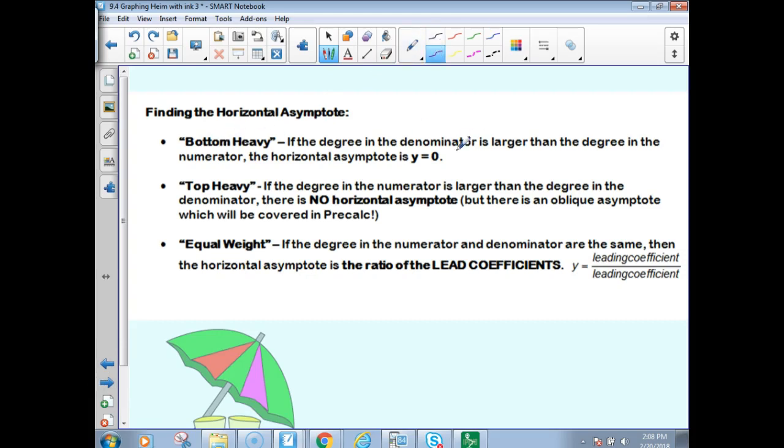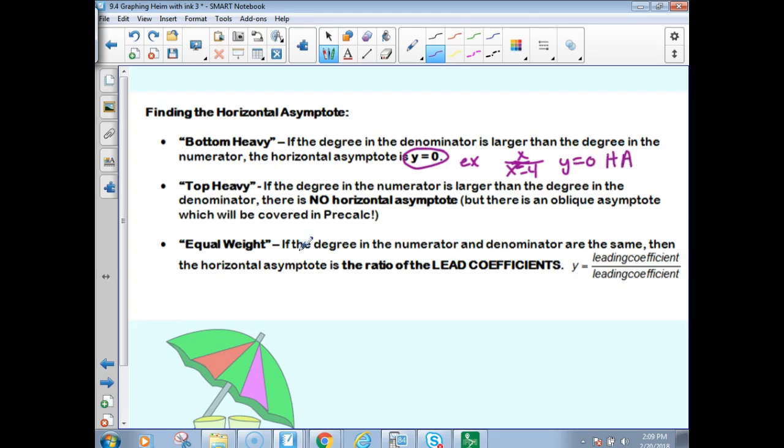So bottom heavy. Bottom heavy means the degree of the denominator is bigger than the degree of the numerator. If that's the case, then you have a horizontal asymptote at y equals 0. Example of bottom heavy, x over, say, x squared minus 4. I just made something up. Then y equals 0 would be your horizontal asymptote.